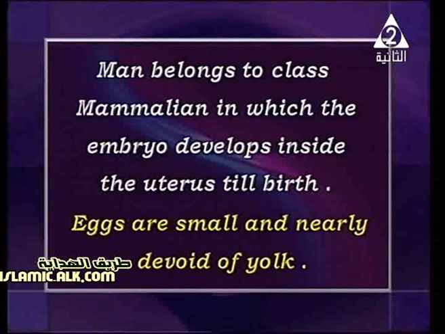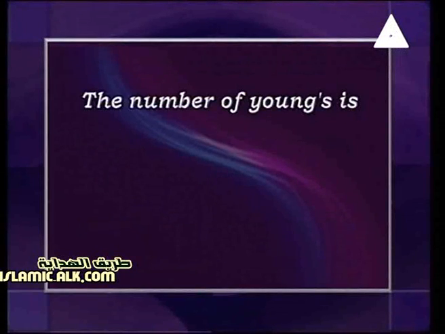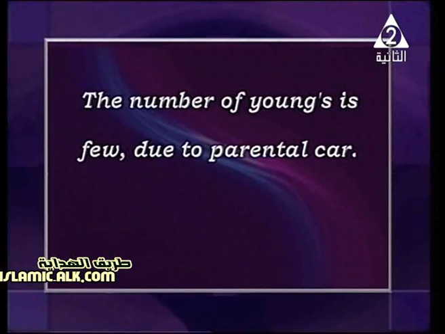I mean the ovum. Okay, ova is the plural. And what else? The number of young is few due to what? As we said from the first episode of this chapter, the parental care. As parental care increases, the number of offspring decreases, an inverse relation. So the number of young is few due to parental care, the caring of parents for their offspring.